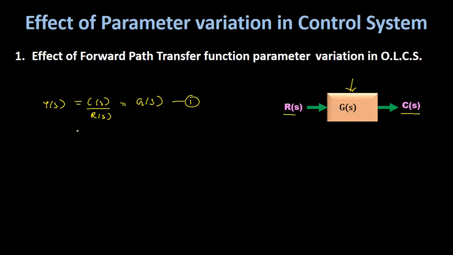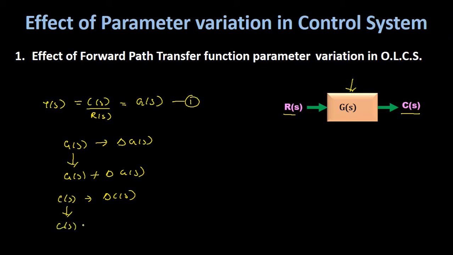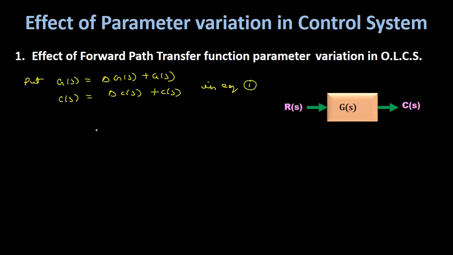Now let us assume that there is a slight change in the forward path transfer function G(s), and that slight change is del G(s). Therefore, this forward path transfer function G(s) changes from G(s) to G(s) plus del G(s). Let the corresponding change in the output response C(s) be del C(s). Therefore, this C(s) changes from C(s) to C(s) plus del C(s). Now we will put G(s) equal to G(s) plus del G(s) and C(s) equal to C(s) plus del C(s) in equation number 1.